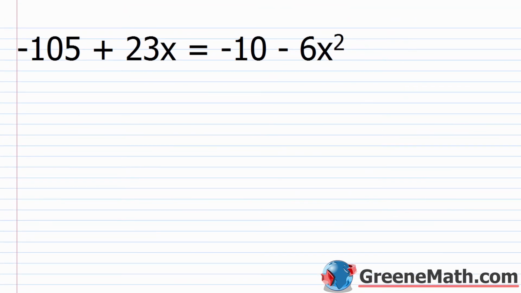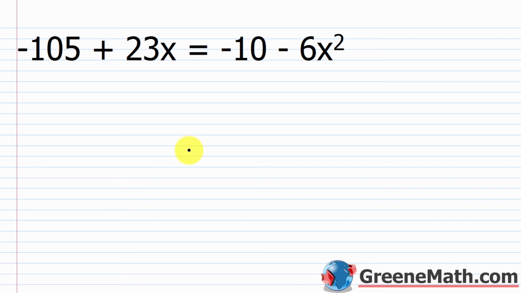All right, let's look at a harder example. So we have negative 105 plus 23x equals negative 10 minus 6x squared. So in this particular case, you kind of have a mess, right? You have terms all over the place. You definitely are not going to have a 1 as the coefficient for x squared. So if you get something that looks like this, the first thing you need to do is clean it up. So what I would say is go to your second step first, which is to put all the variable terms on one side, all the numbers on the other.